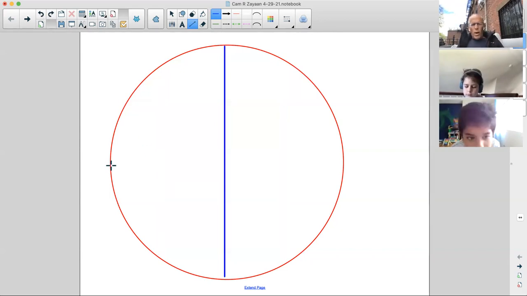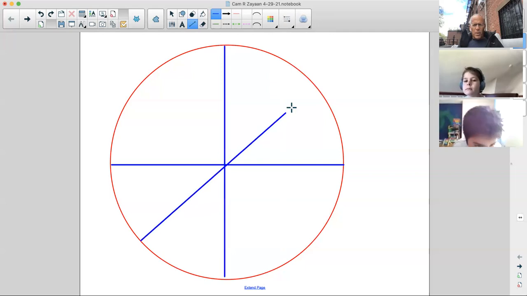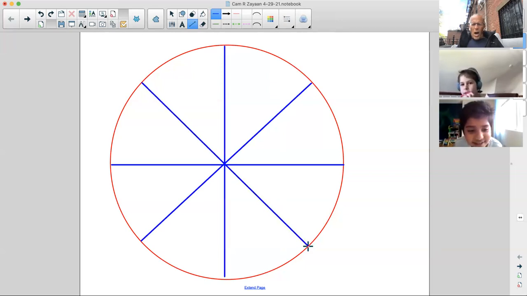Now, what if I did this? Does that give equal quarters? Yep. Equal. Are you ready for the next one? Now, they're equal, but what are they called?